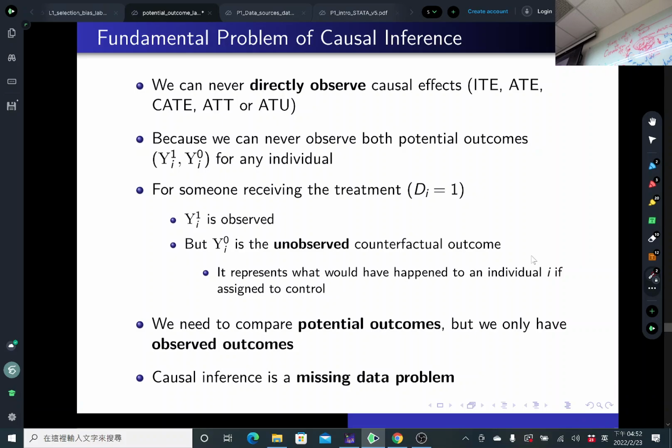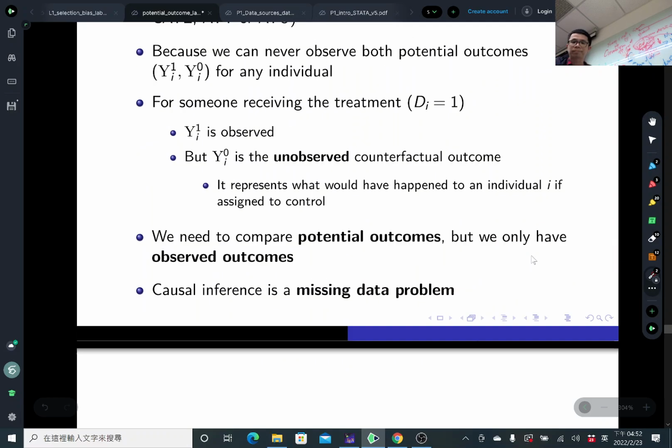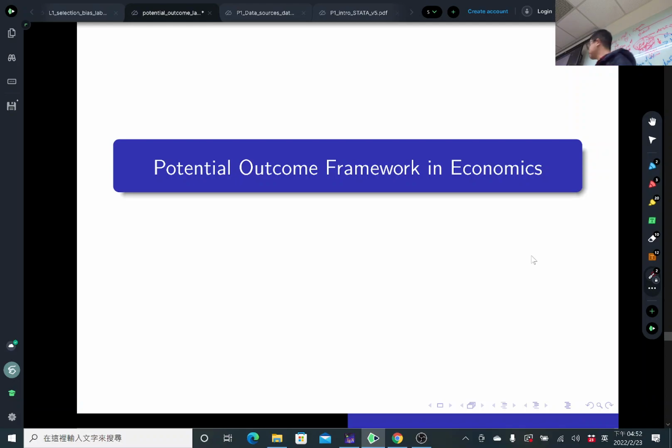For example, for someone who gets a treatment, Y1 is observed, Y0 is not observed. But if we want to know the causal effect, we need to compare these two, and we can never do that. So causal inference is the method trying to deal with this missing data problem. We try to use the data we can observe, and under some assumptions, we can recover the counterfactual. We can recover something unobserved. Okay, any questions on this?